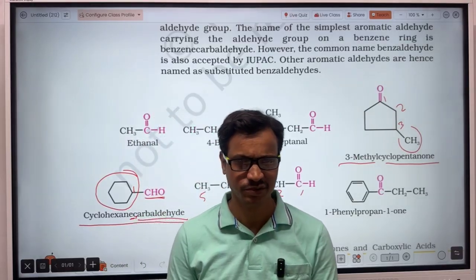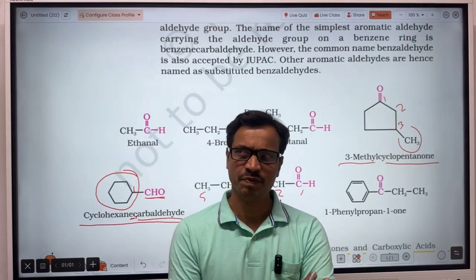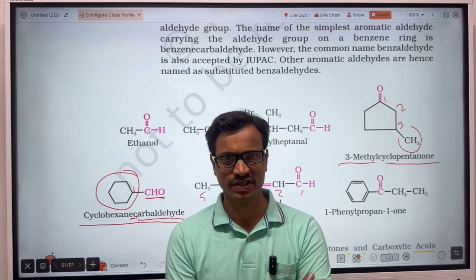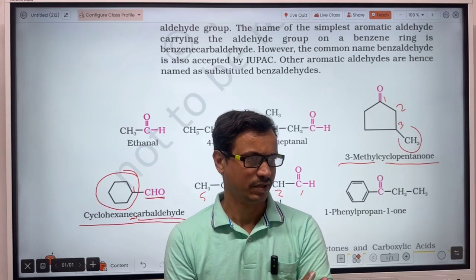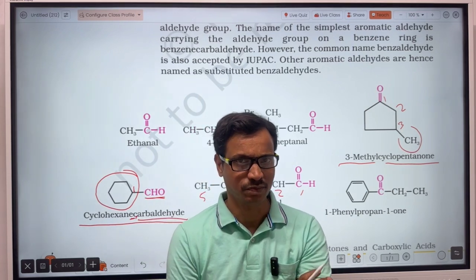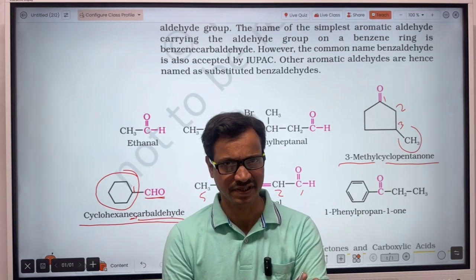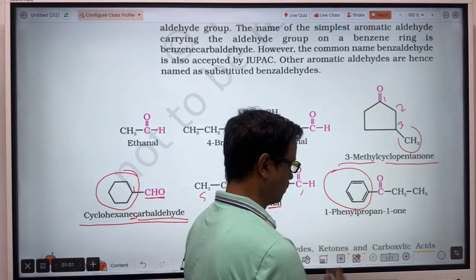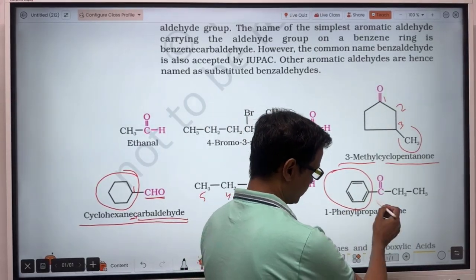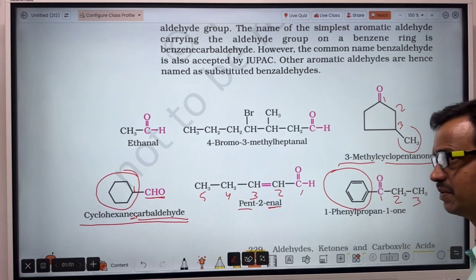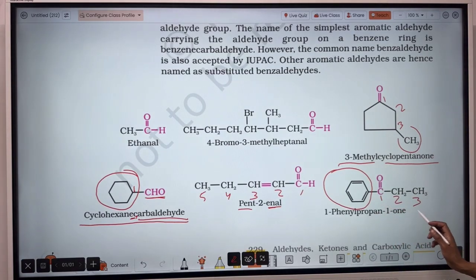A number of times I have told you that when the open chain will contain the functional group, then the name of the compound will be based on the open chain, and the cyclic group will be considered as a substituent. So here this is a cyclic group, this one. So you will have to do numbering from here. Number will start from here, 1, 2, 3, because the open chain is containing the functional group.